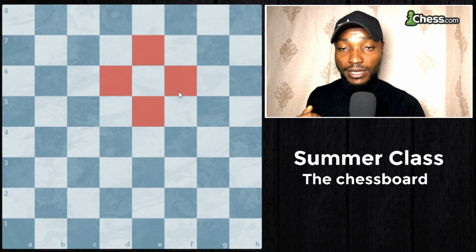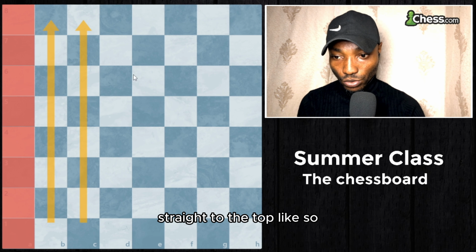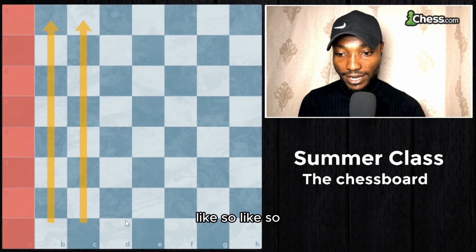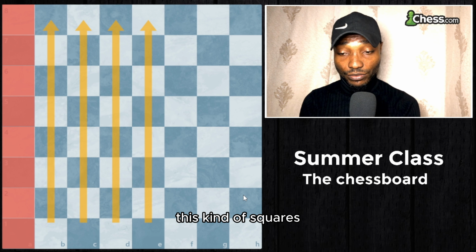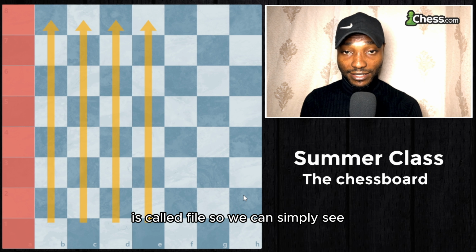It is important to know that when these squares were arranged by the designer, they form a kind of lines on the board. The first line you will notice is a vertical line. So this number of squares moving alternatively, starting from the bottom to the top, forms a vertical straight line. Yes, if you look at it, you will notice that. So the line runs from the bottom straight to the top, like so, till the end. This kind of squares that makes up this particular line in chess is called file.